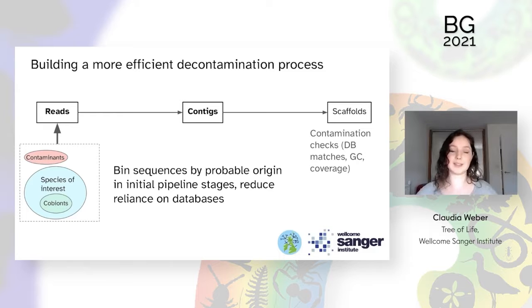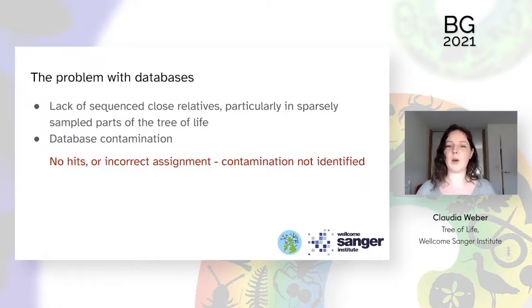So we want to cast a slightly broader net and start binning things by their probable origin, starting from the reads and the contigs. And we'd also like to reduce our reliance on databases in the process. Why are databases a problem? Well, with some things that we sequence, there might not be any close relatives currently in databases. And this will be particularly true when we get to sparsely sampled parts of the Tree of Life. So it can be hard to assign where a sequence came from.